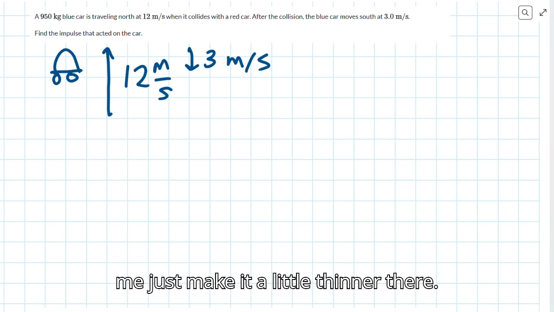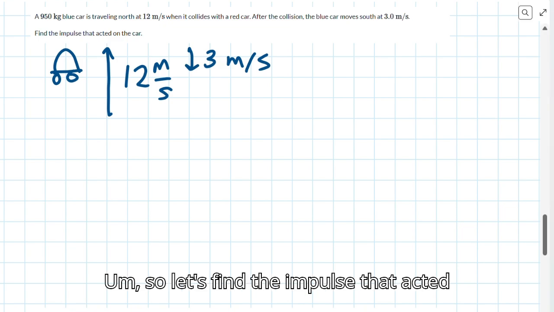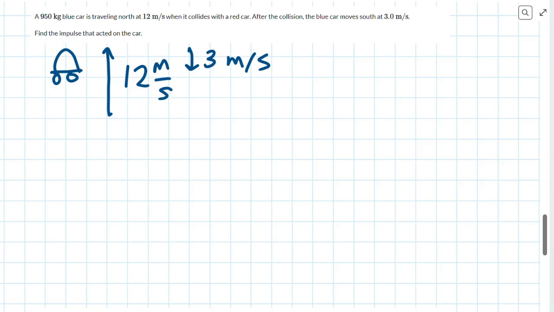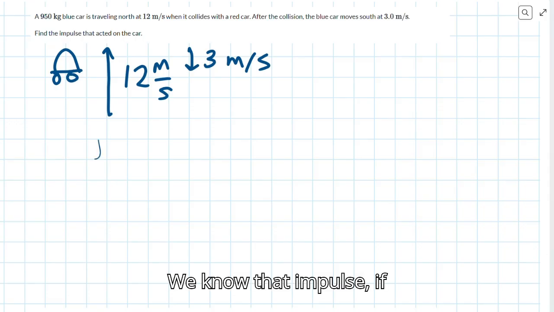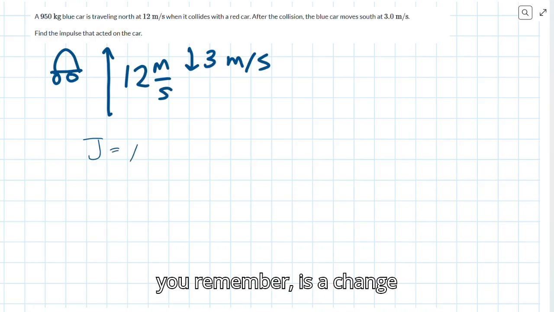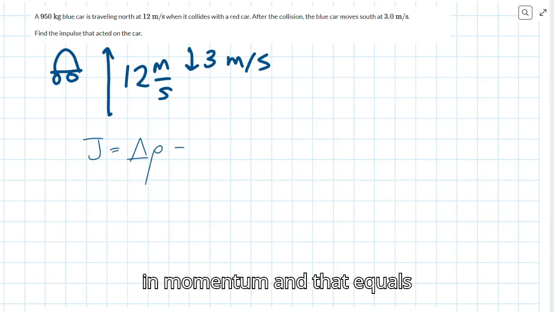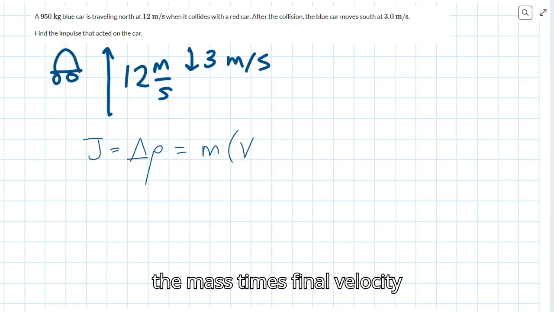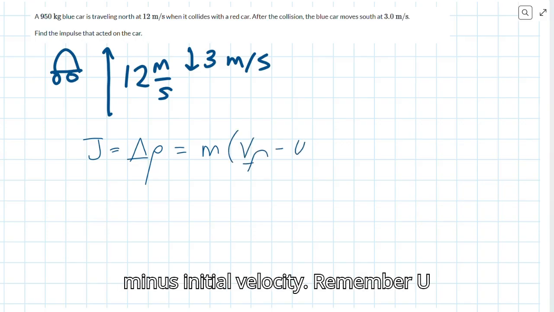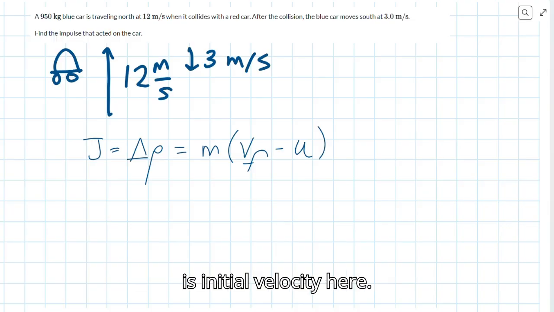Let me just make it a little thinner. There. So let's find the impulse that acted on the car. We know that impulse, if you remember, is a change in momentum, and that equals the mass times final velocity minus initial velocity. Remember, u is initial velocity here.